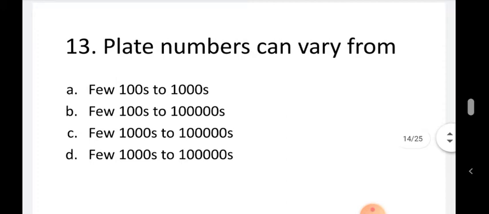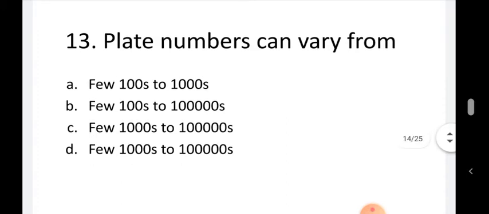Plate number can vary from a few hundreds to a few thousands, a few hundreds to many lakhs, a few thousands to many lakhs, a few 10,000s to many lakhs. This is D, a few 10,000s. The answer to this is B, a few hundreds to many lakhs, because in GC the plate numbers are of the order of hundreds, whereas in HPLC the plate numbers are of the order of many lakhs. So the answer is B.